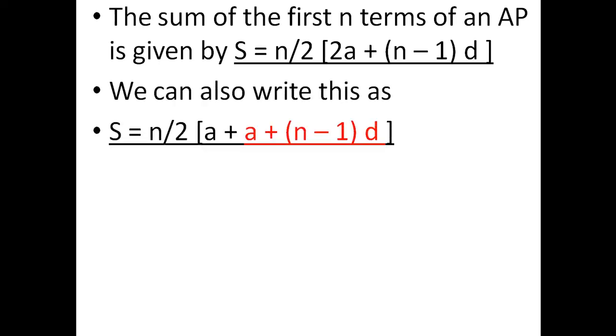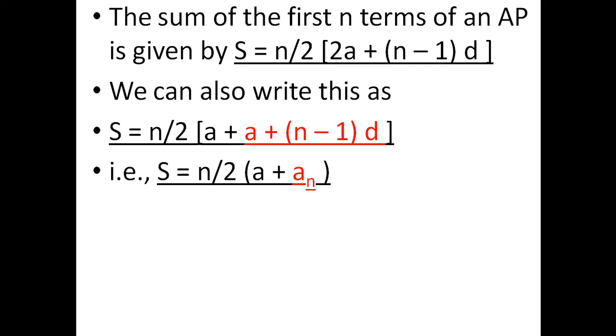Then, in the previous formula we have 2a, which we can split and write as a plus a, since a plus a equals 2a, you know, right? So like that we can split and write. I have shown it in red, so we can write that formula. What is that? That is an. a plus (n minus 1) into d can be written as an.